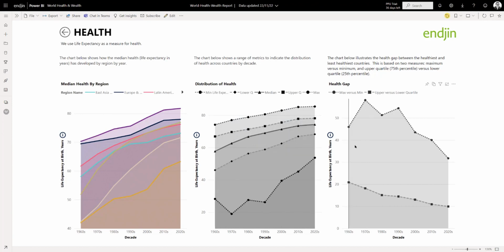Also, in the final chart, if we look at the gap, there's 2 metrics here, the gap between the max and the min in terms of the most healthy country and the least healthy country, and also the upper versus lower quartile figure as well. You can see that despite this upward trend, generally since the 1970s the gap between the healthiest nations and least healthy nations has been reducing over time, which is great to see.